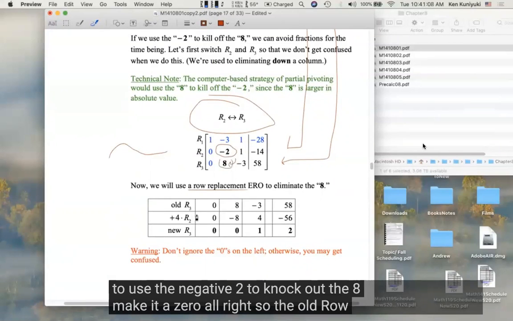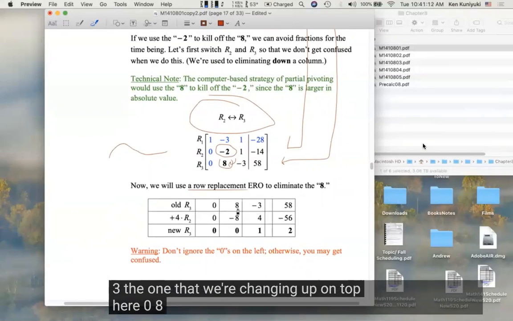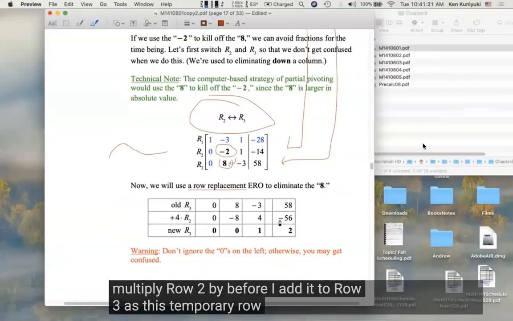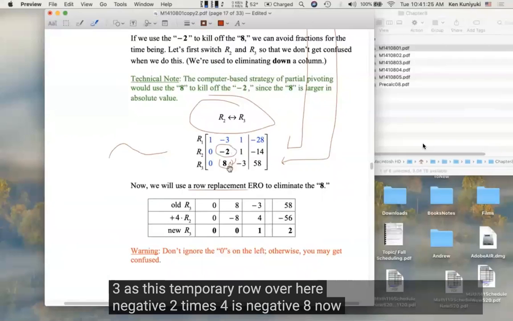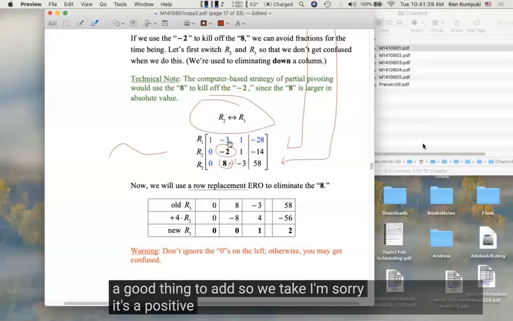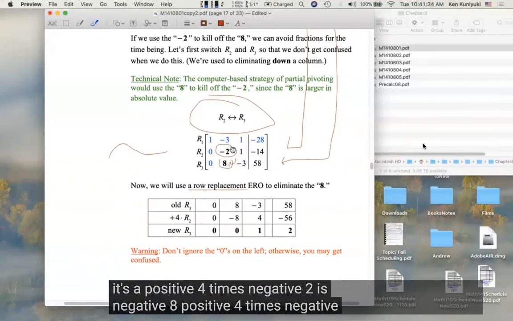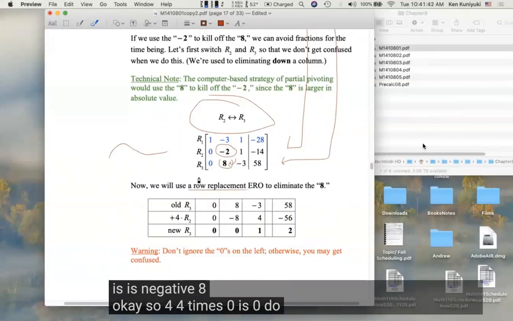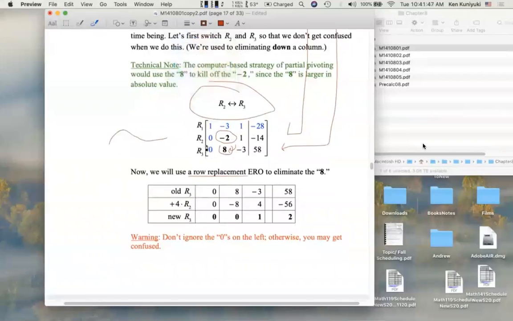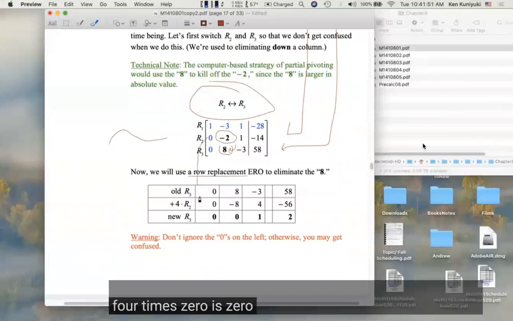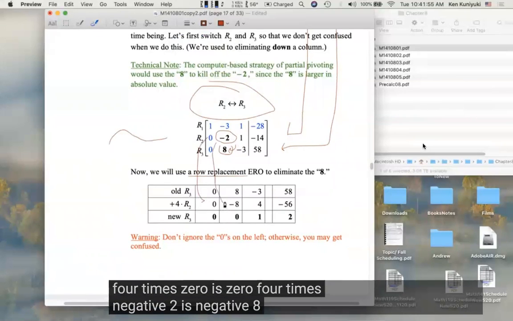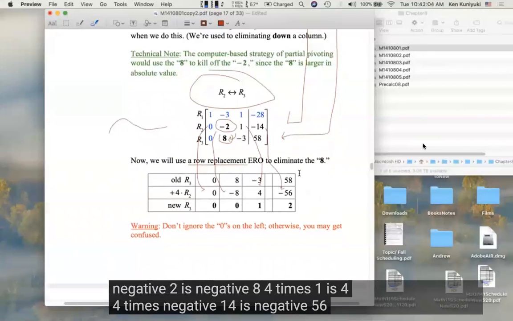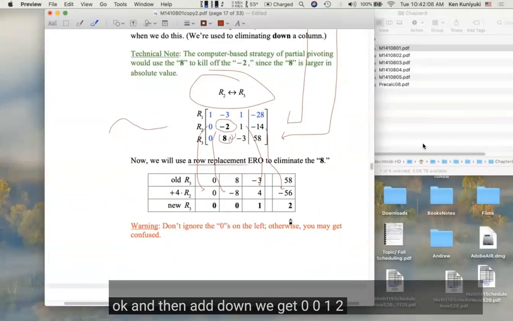All right, so the old row 3, 0, 8, negative 3, 58. What do I want to multiply row 2 by before I add it to row 3 as this temporary row? Positive 4 times negative 2 is negative 8, that would be a good thing to add. So 4 times 0 is 0, 4 times negative 2 is negative 8, 4 times 1 is 4, 4 times negative 14 is negative 56. Then add down, we get 0, 0, 1, 2. That's our new row 3.